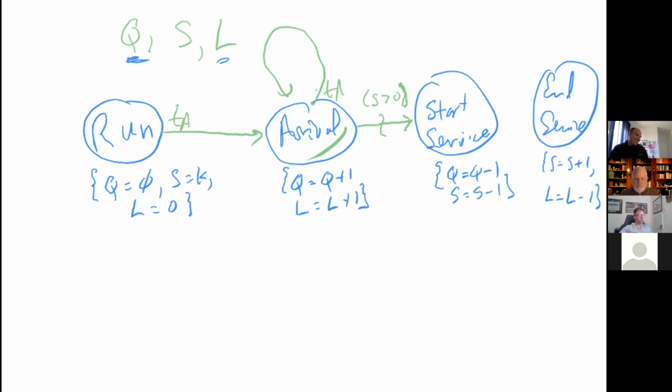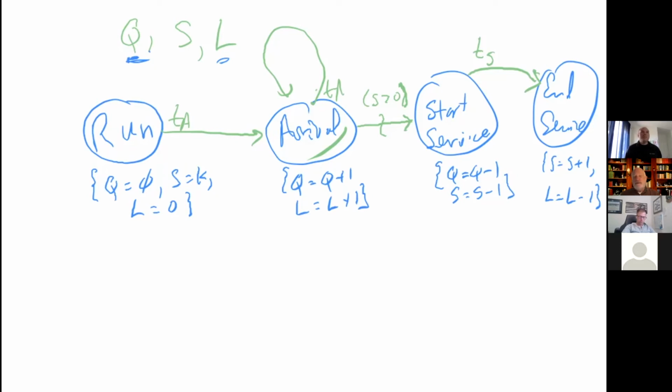Okay, so now when we start service, we schedule end service T sub S time units later. What's T sub S? That was the service time. So that says when we start, we're going to have to do it for a certain amount of time. And that's going to be different than the inter-arrival time.